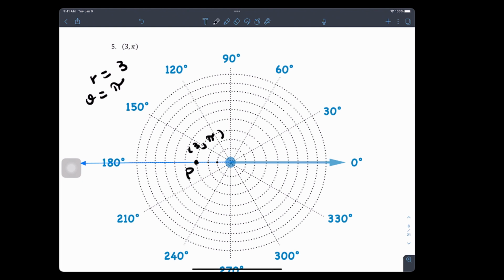So you can start by working with the radius first and then rotate the ray. Okay, and that's a point in the polar world. What do you guys think? Is that pretty simple?